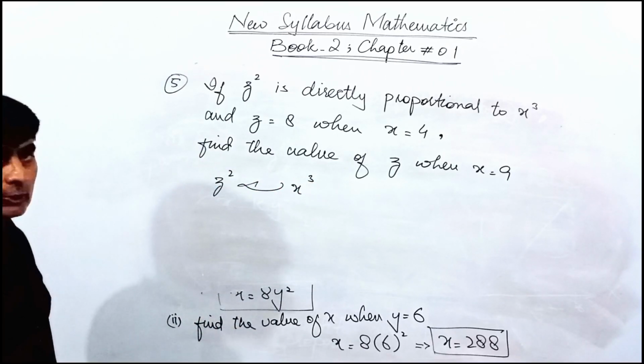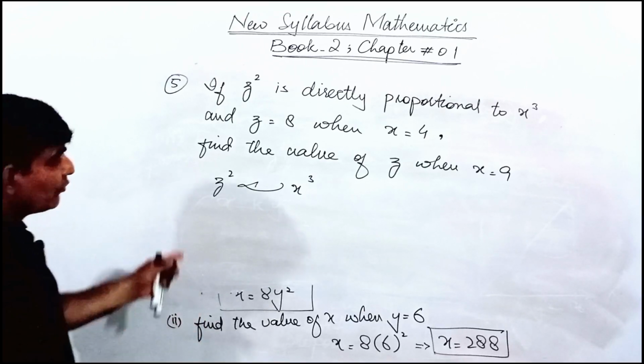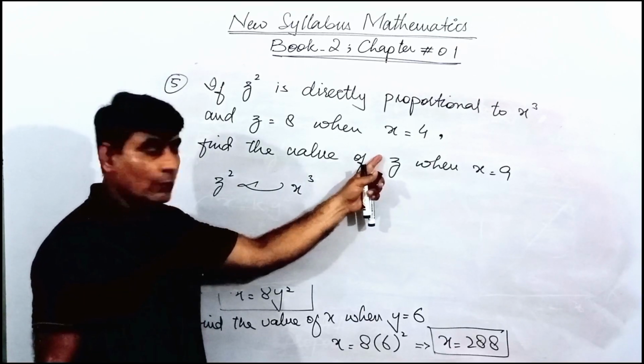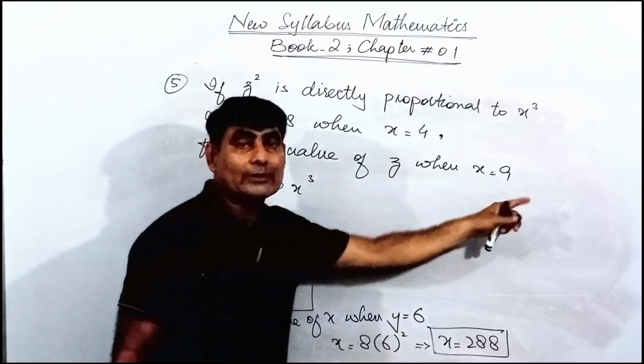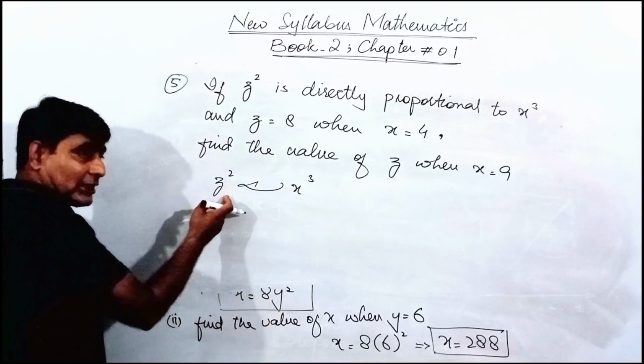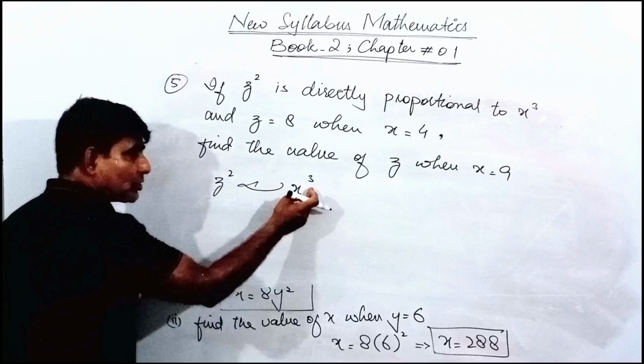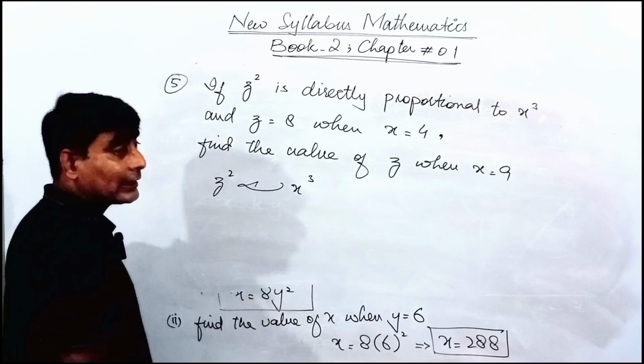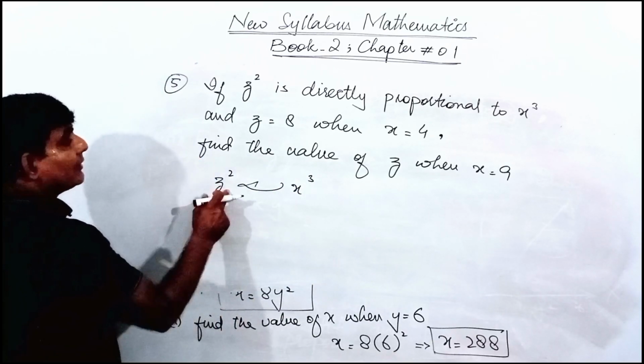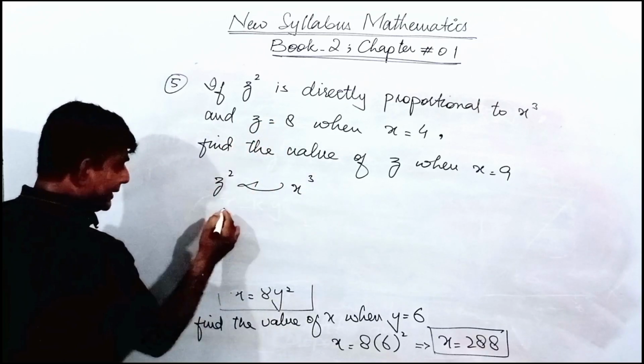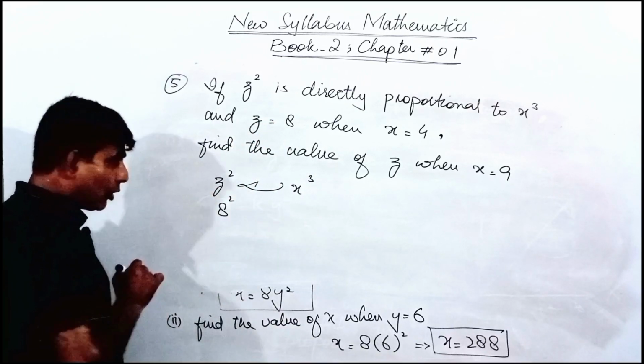And this time we are not going to make a relation, just find the direct answer of z. What is the value of z when x equals 9? The relation is z square directly proportional to x cube. What is the value of z? 8, and the square of 8 is 64.